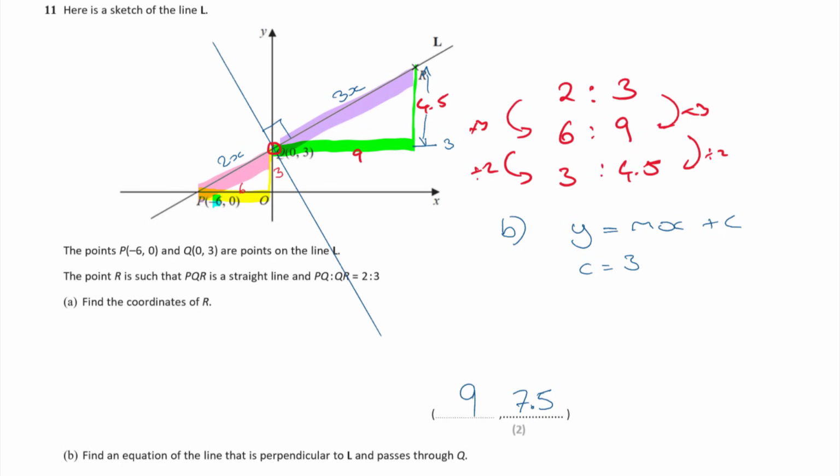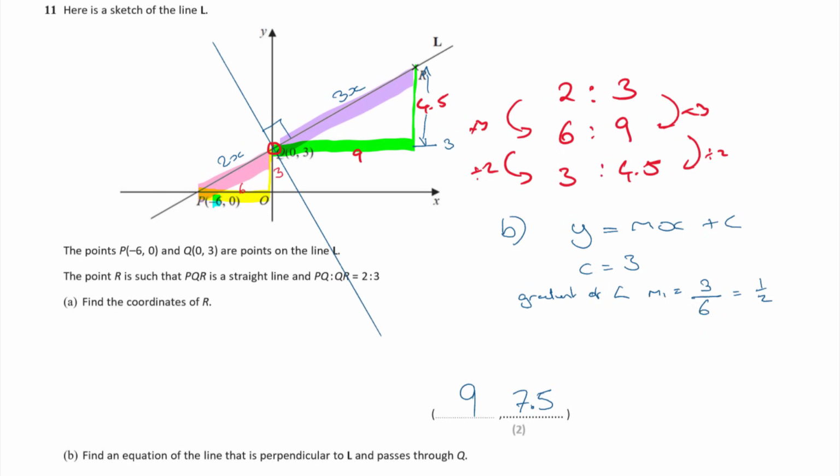So let's find the gradient of L. Gradient of L, which I'm going to call M1, is going to be change in y divided by change in x. Okay, now I'm just going to take the first triangle because the numbers are easier. So if you remember, it was 3 units up and 6 units along from P to Q. So the change in y, 3, divided by the change in x, 6, gives me a gradient of a half.